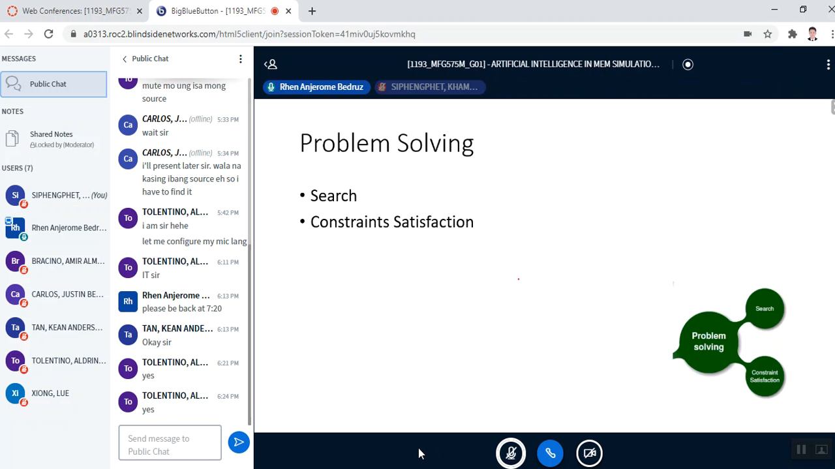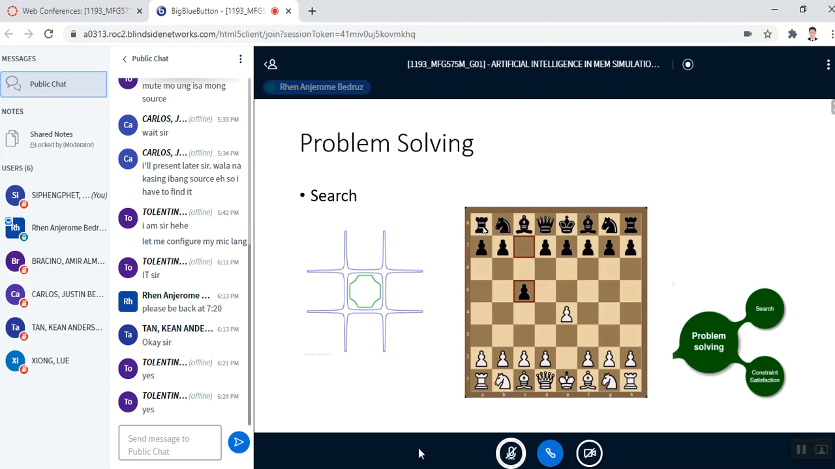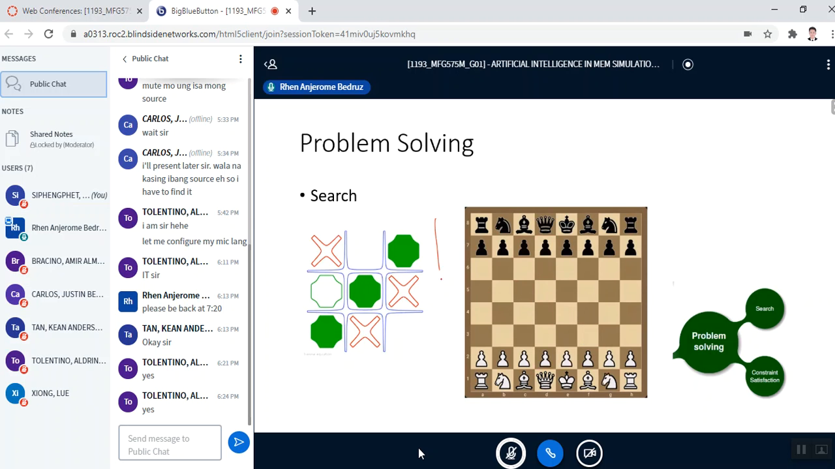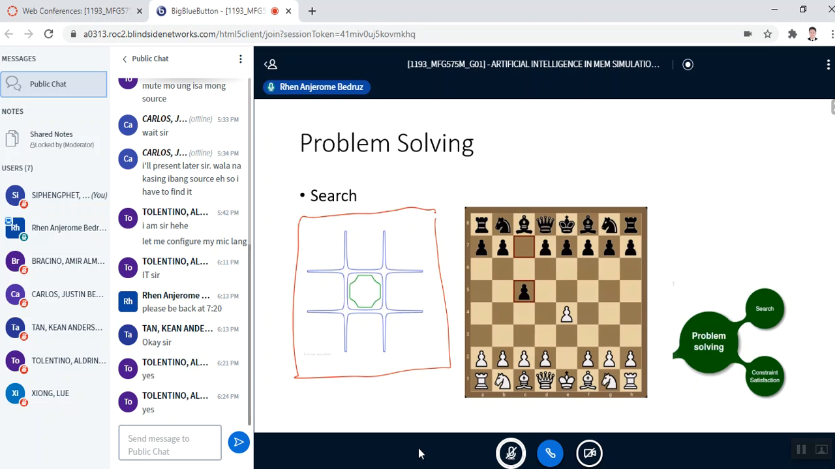Another application or another type of AI is AI that could solve problems, or problem-solving artificial intelligence. In this case, we have two types: search and constraint satisfaction. When we say search, a common example of a search AI is tic-tac-toe. It's an AI that plays the tic-tac-toe game.